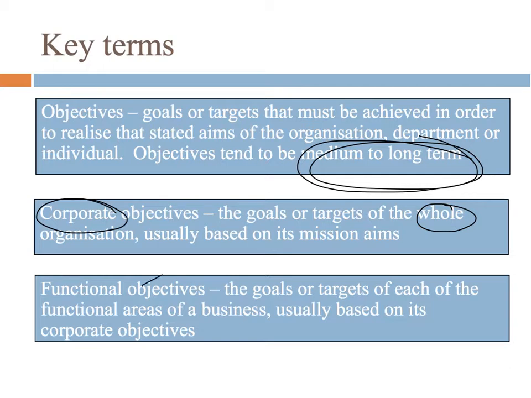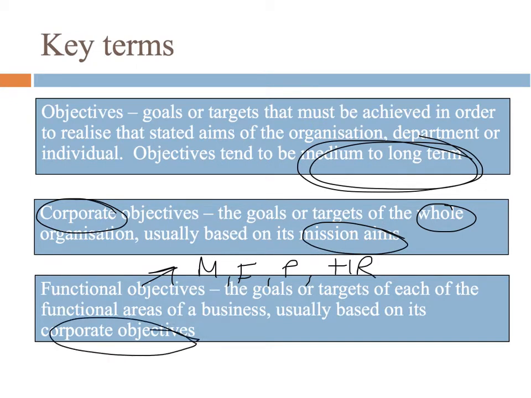So remember the 4 functional areas: marketing, finance, production, and mine's gone blank, HR. And you'll notice how they're kind of linked into each other. So corporate objectives are based on its aims, its mission, its long-term future, and then its functional objectives are based on its corporate objectives. So there's kind of a stepping stone of one needs to be achieved in order to achieve the next, in order to achieve the next.